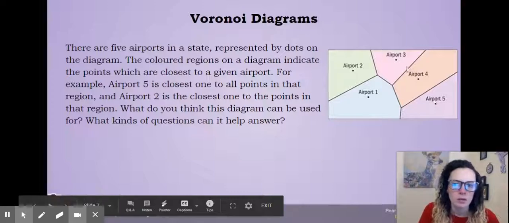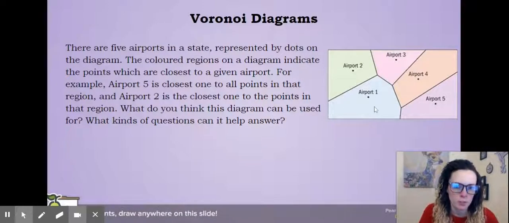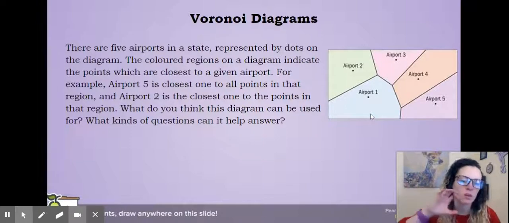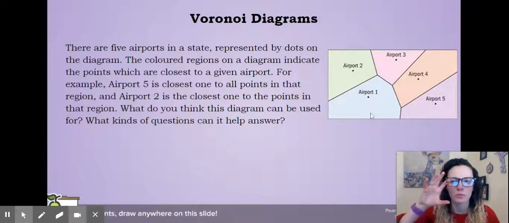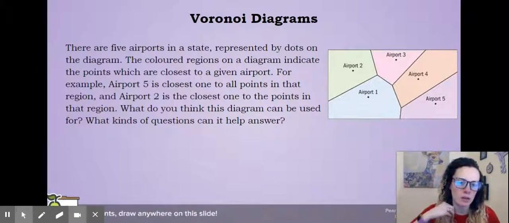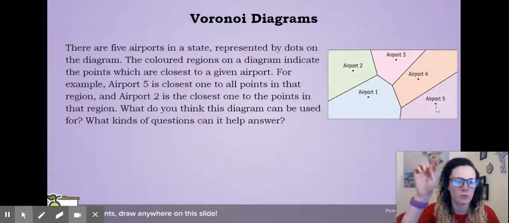All right, so looking at this diagram, we have 5 different airports, and each of them is represented by a little dot. But more importantly, every region represents all of the points that are closest to that given airport. So for example, if I'm looking at this region for airport 5, any point within that tan area is going to be closest to airport 5 rather than airport 4 or airport 1, which are the other two closer airports.